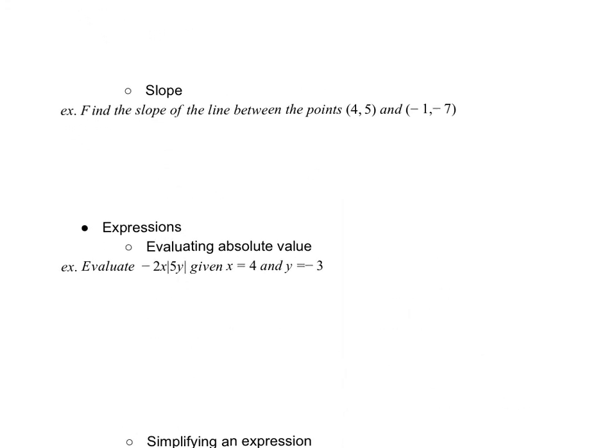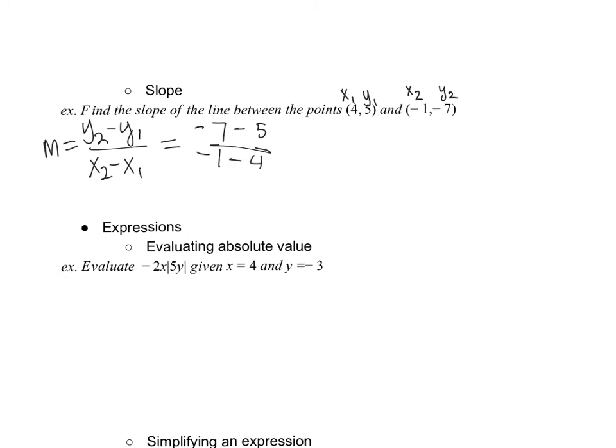Next, I want to calculate slope. So in order to find the slope of the line between 2 points, we use the formula m equals y2 minus y1 over x2 minus x1. When you label the points x1, y1, and x2, y2, it doesn't matter which point you choose as which. So I'm going to choose the point (4, 5) to be x1, y1, and the point (-1, -7) to be x2, y2.